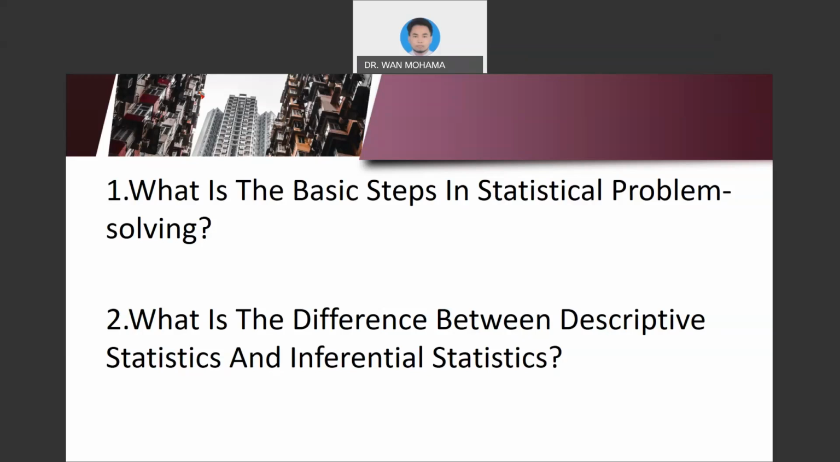Okay, and then for the second question, what is the difference between descriptive statistics and inferential statistics? Okay, in statistics we have two different things, descriptive and inferential. Descriptive is usually for the exact value. We just want to know the total of the respondents or subjects that we collected. But for inferential statistics, usually we discuss the mean or median.